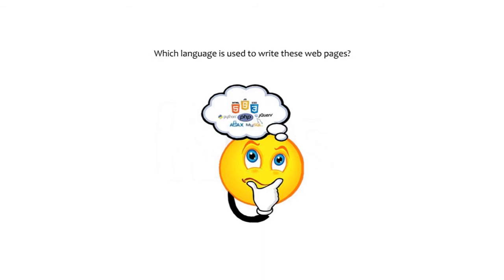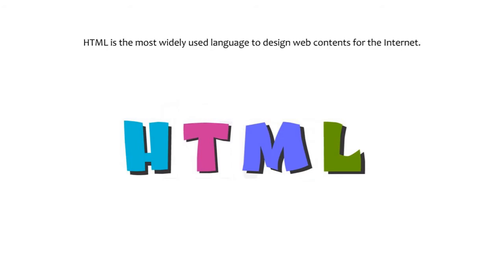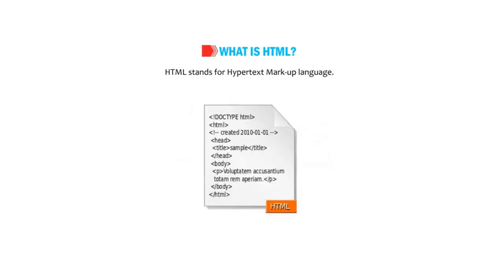Children, have you ever wondered how these web pages are created? Which language is used to write these web pages? Yes, the answer is HTML. HTML is the most widely used language to design web contents for the internet. In this chapter, you will be introduced to the basics of this technology. So first of all, let's understand what is HTML. HTML stands for Hypertext Markup Language.